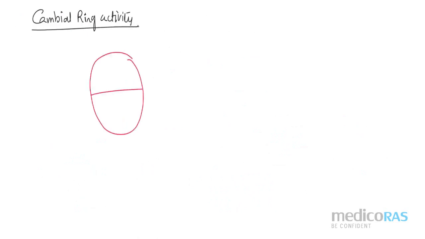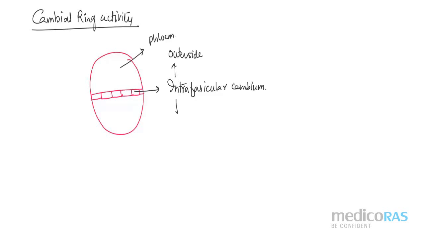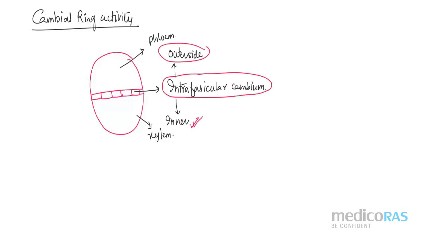After formation of the cambial ring, now let's check what the activity of the cambial ring is in secondary growth. As we can see here, the intrafascicular cambium towards the outer side, where there is phloem, can develop some layers, whereas on the inner side, where there is xylem, it is also very active. But towards the inner side, the intrafascicular cambium is more active as compared to the outer side.